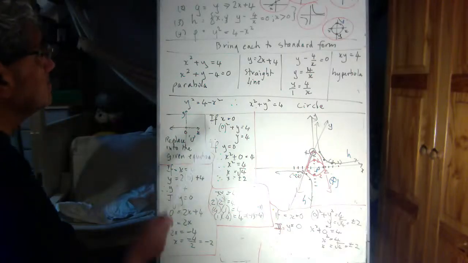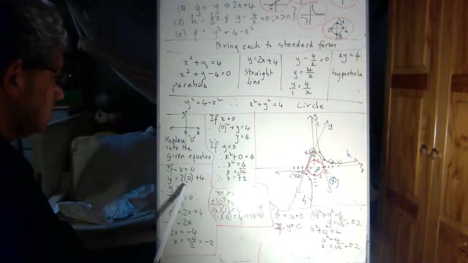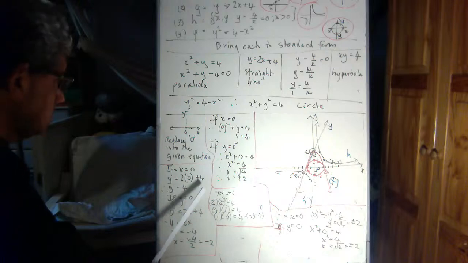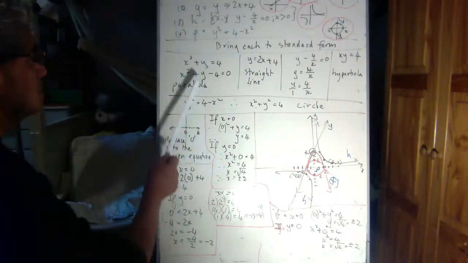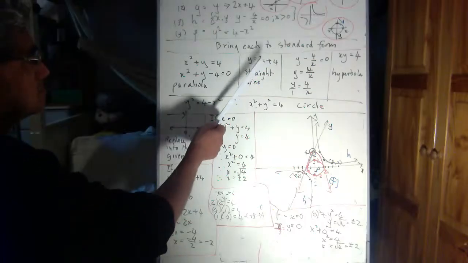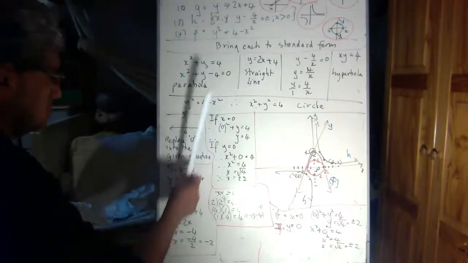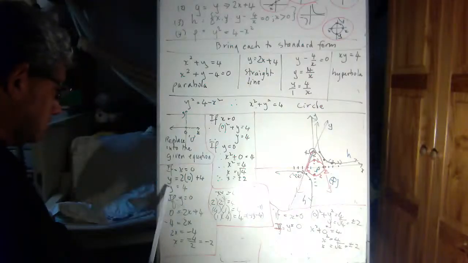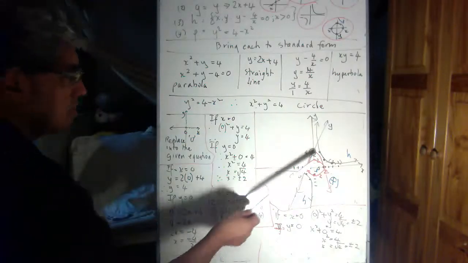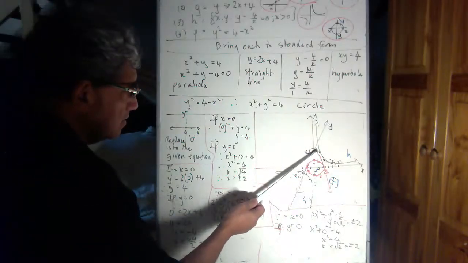Now the next one is the straight line, which is this one here. Okay. So what if x is 0? If x is 0 in this particular equation here, put 0 in there, then it's 2 times 0 plus 4, which will give you 0 plus 4. So y is equal to 4. So it's the same spot here. Put it there at 4.